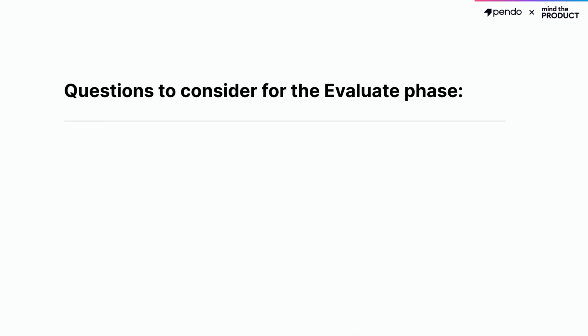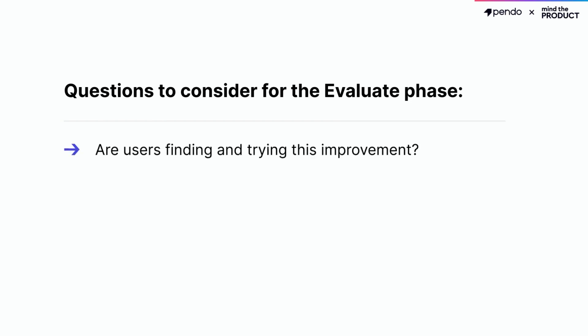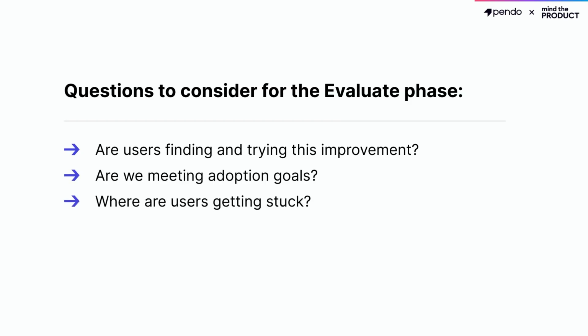Next, we went over 4 questions product managers should ask and answer during the evaluate phase of the product management lifecycle. These include: are users finding and trying this improvement? Are we meeting adoption goals? Where are users getting stuck? And what qualitative feedback are we receiving?